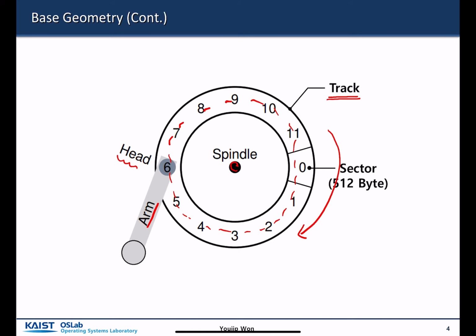And remember, there is a very, very important unit called a sector. This is the minimum unit of write or read from the disk. So in this case, there's sector 0, sector 1, sector 2, sector 3, up to sector 11. There are 12 sectors in a track. This is the geometry of the disk.